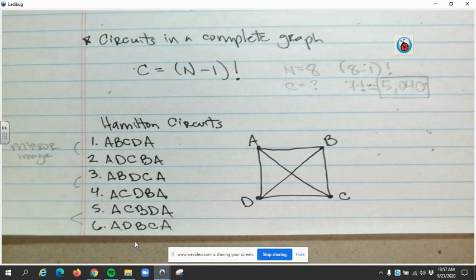That is how you find edges, vertices, degrees, and how you find what's called a mirror image circuit for 6.2 complete graphs.